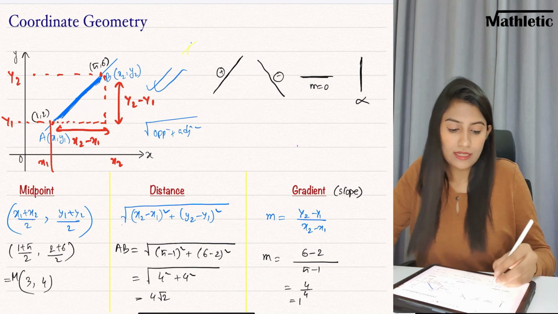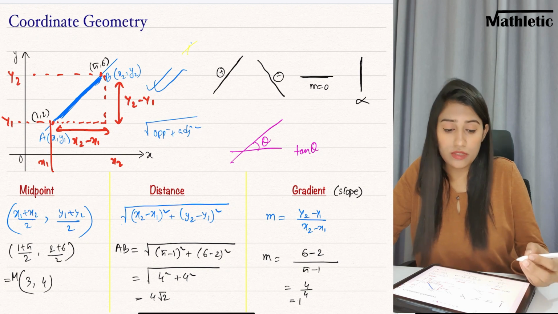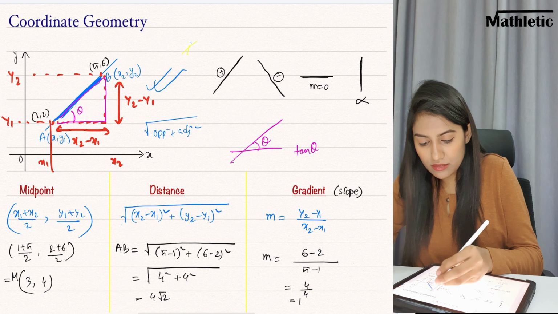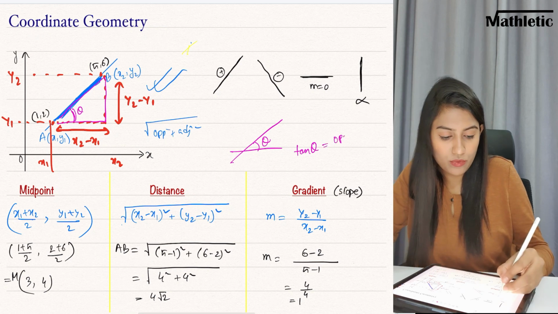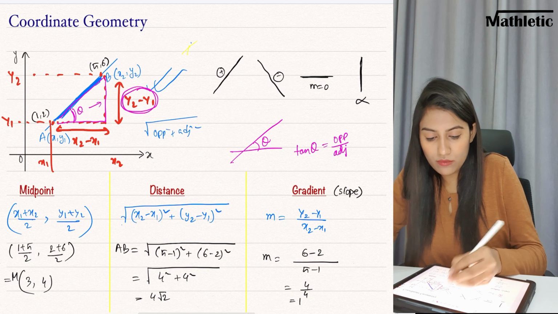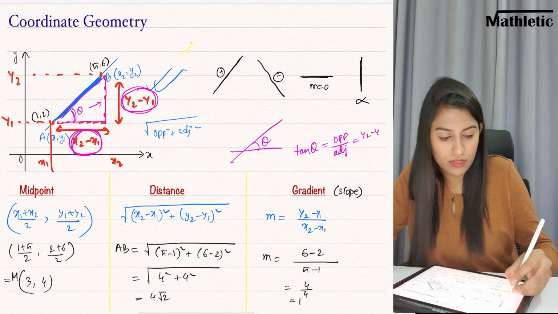So gradient is basically calculated using tan theta, where theta is the angle this line makes with the horizontal, the x-axis. So in our case, this is the triangle, so tan theta is what? Opposite by adjacent, right? So the opposite side is here, y2 minus y1, and the adjacent is x2 minus x1. So y2 minus y1 over x2 minus x1, that's it.